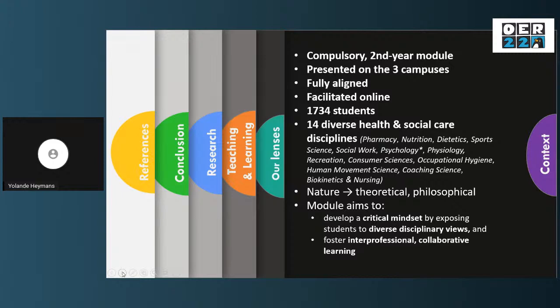The module is facilitated fully online. We've got 1,734 students from 14 diverse health and social care disciplines. I've listed them there. The nature of this module is theoretical and strongly philosophical, and the module aims to develop a critical mindset by exposing students to diverse disciplinary views and to foster interprofessional and collaborative learning.